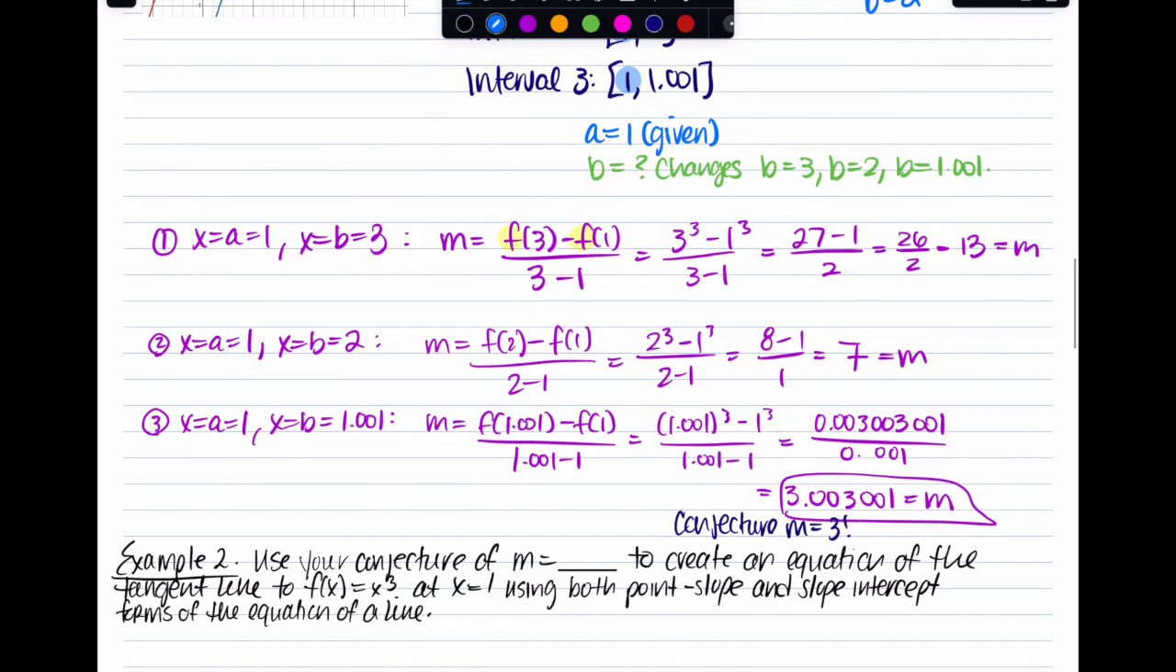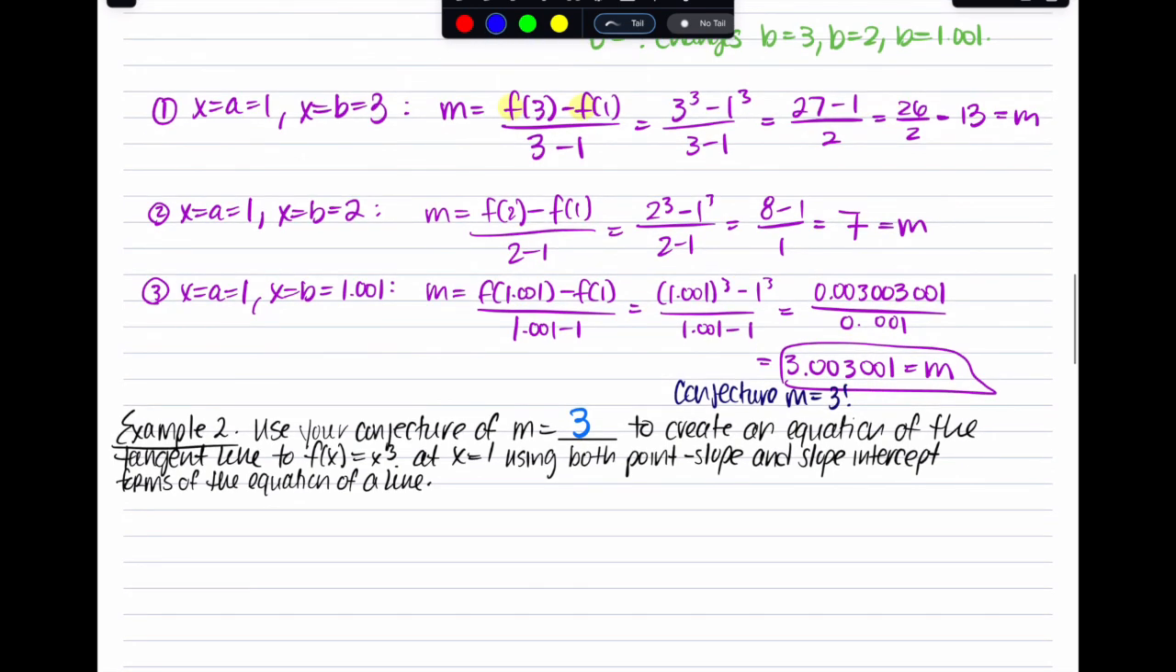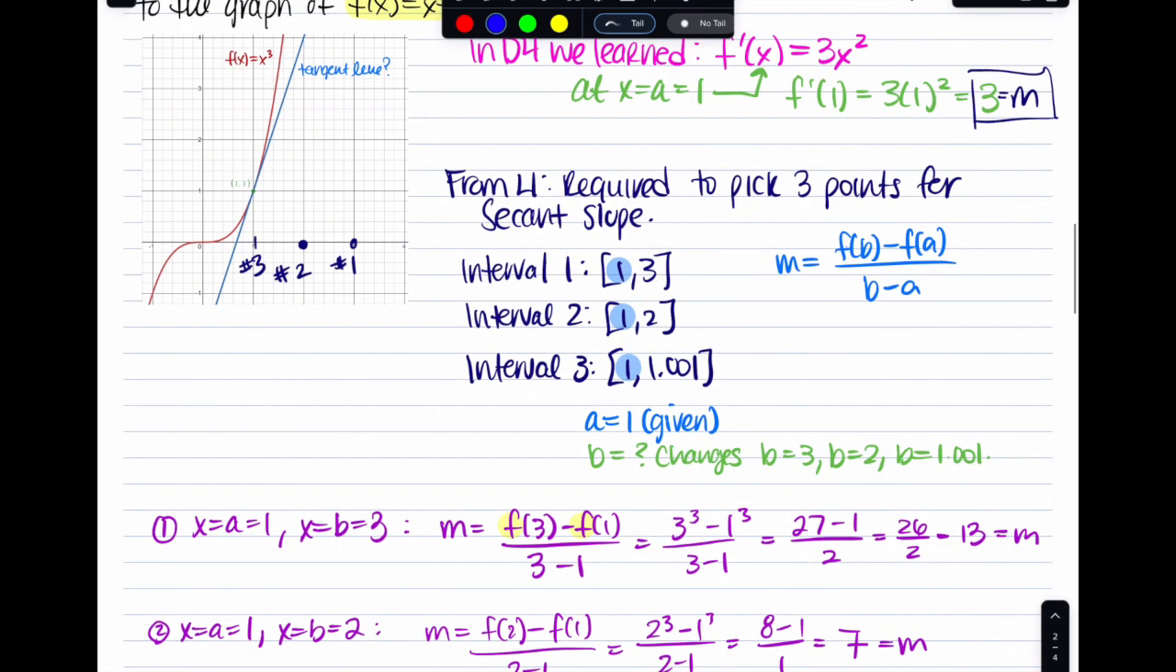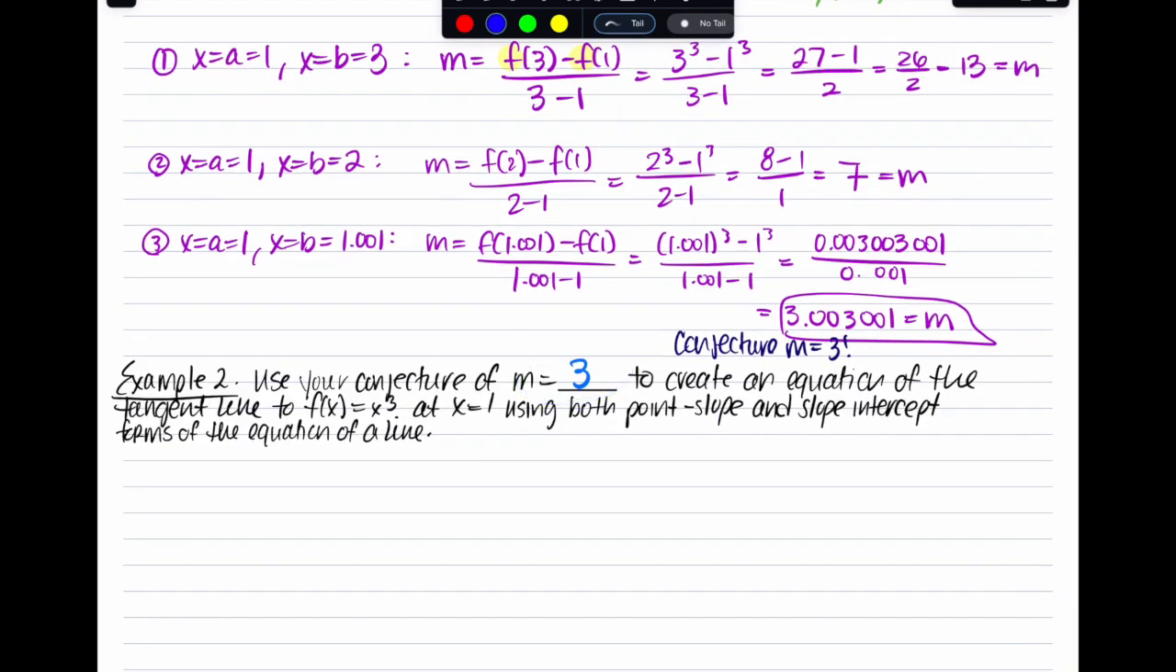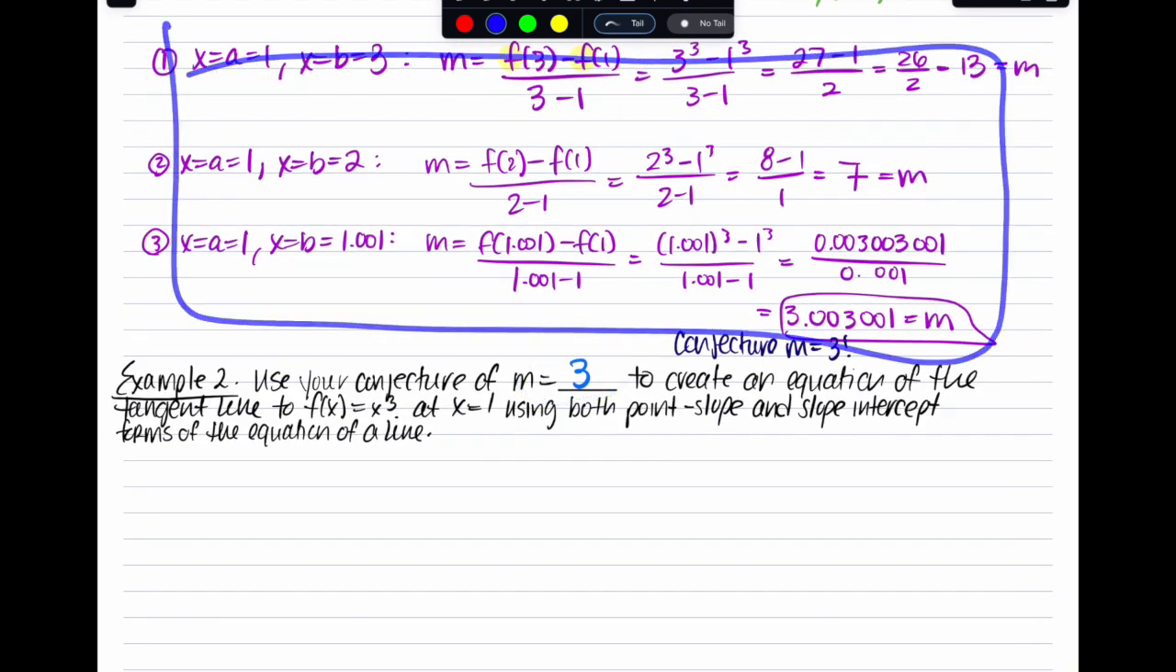So if I use that conjecture, m equals 3, not 3.003001. Honestly, on a checkpoint, if you answered that as the conjecture and then correctly used it to find the equation of the line, I probably wouldn't take it from you just because that was a conjecture. Like, that's what we kind of did. But ultimately, we know now what the actual slope is, so we should actually use that slope. And our work for L1 should show that that's our slope.